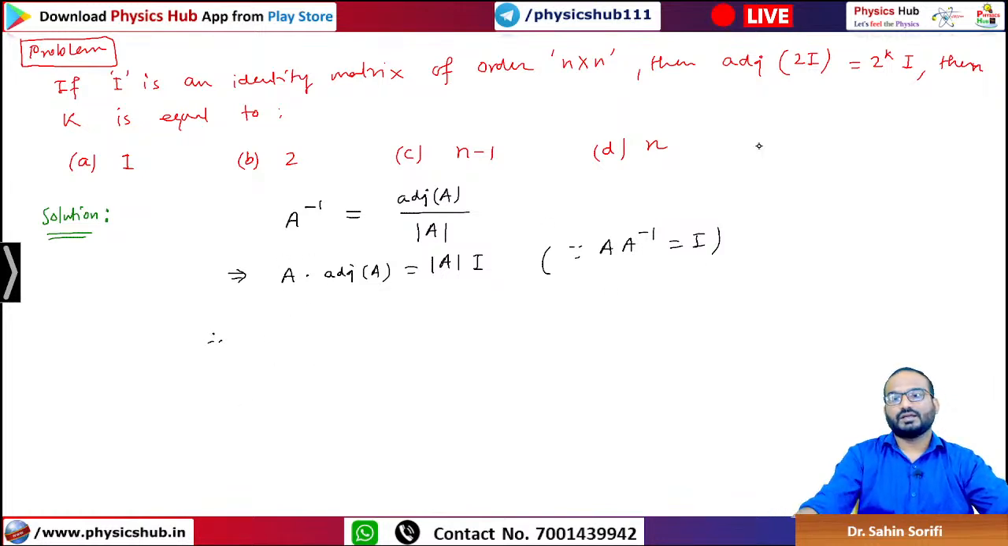Now here adjoint of 2I, so it is talking about the matrix 2I. So A is a general matrix, so in place of A we will write 2I. This is the matrix we need to handle. A is 2I, modulus of 2I multiplied by I. So what is the modulus of 2I?